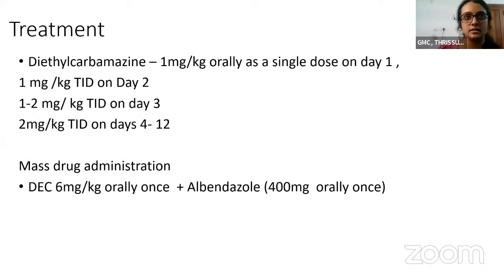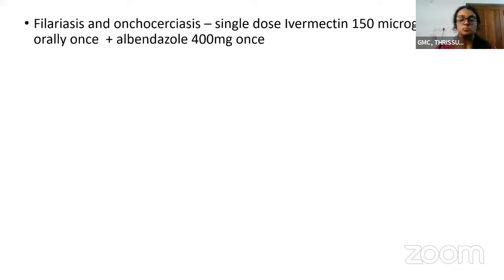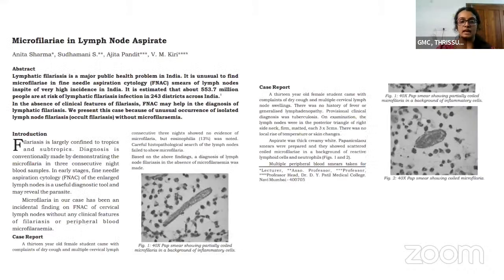Treatment is 6 mg per kg per day of DEC, which is given for a total of 12 days, or a total dose of 72 mg per kg. As a mass drug administration, it is given orally once: DEC 6 mg per kg orally once, and albendazole 400 mg orally once. And in case you are suspecting onchocerciasis, a single dose of ivermectin 150 microgram per kg orally once can be given.